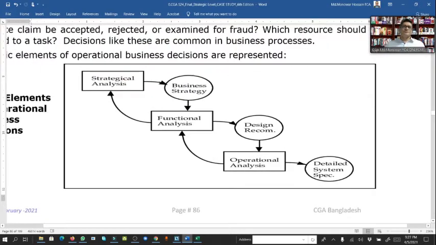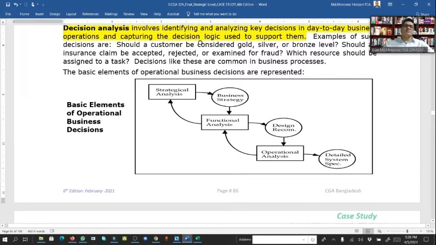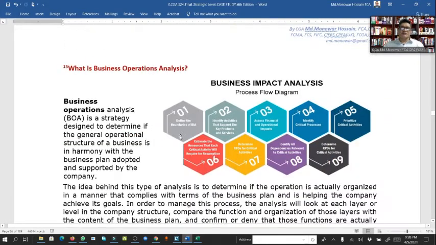Look here: strategic analysis and then business strategy, and based on the functional analysis we can take the decision and recommend to the management, top management or senior management team. Then operational analysis, based on that detail, the system is again specified and updated. That type of operational analysis, again the functional analysis, again the strategy analysis, they continue. This is the basic element of operational business decision.